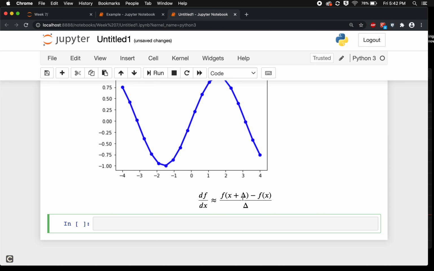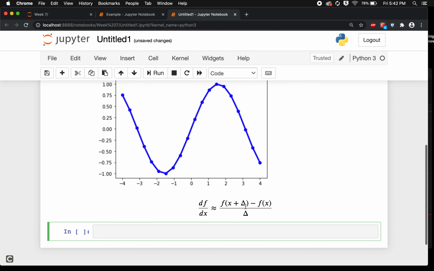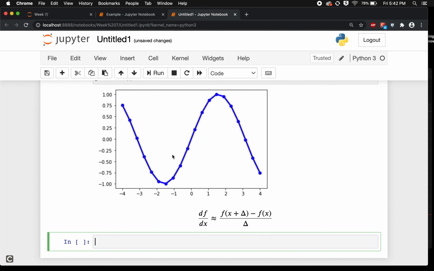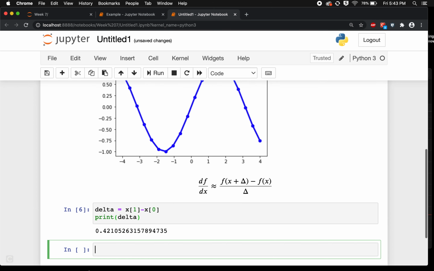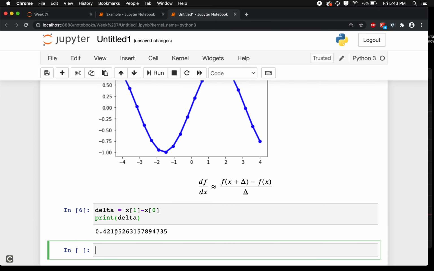Now, as delta approaches 0, if we take the limit, this will exactly give us the derivative, but we can get an approximation if we pick delta small. In this case, delta is going to be the distance between our points. So in our case, delta is going to be simply x of 1 minus x of 0. So it's the distance, and we can print up delta. In this case, we're going to find it's equal to 0.421.